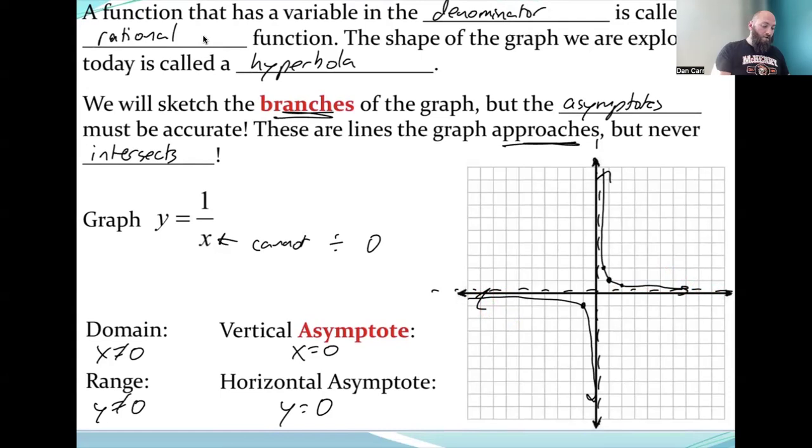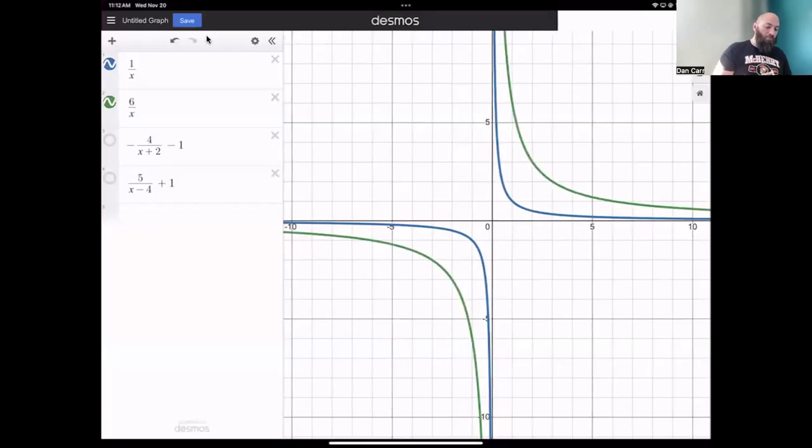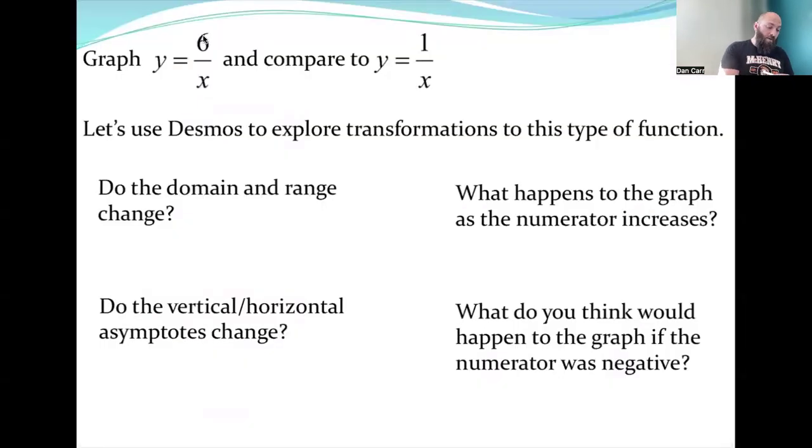Let's take a quick look at 6 over x compared to 1 over x. We'll go to Desmos real quick. Look what happened. You look at the green function compared to the blue function. Those branches are still in the same spot. When I come back here, did the domain and range change? No, there's no change. Do the vertical and horizontal asymptotes change? No, no change there.